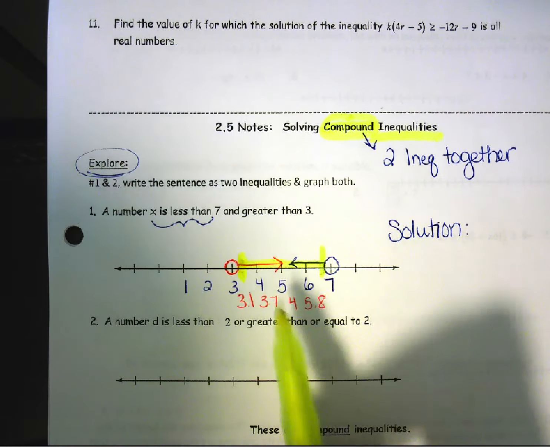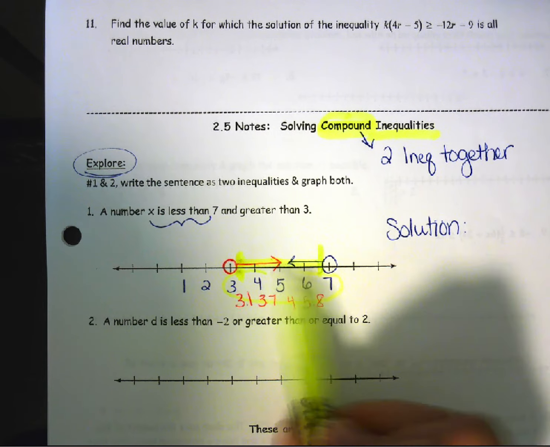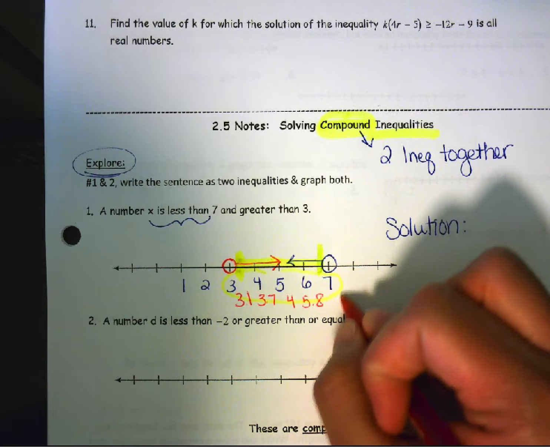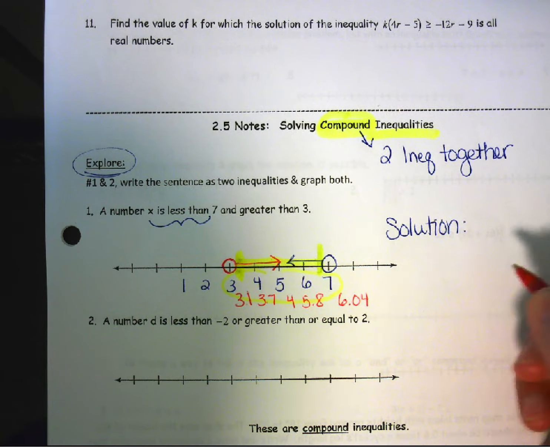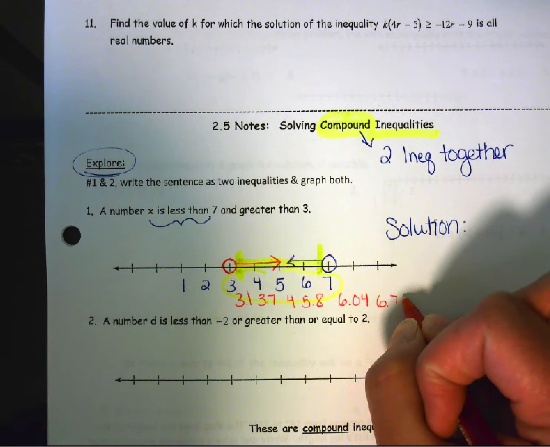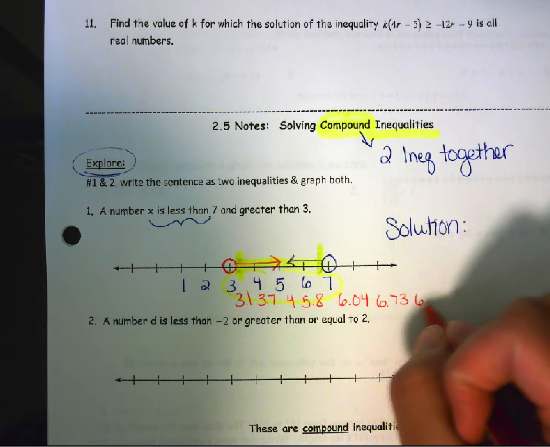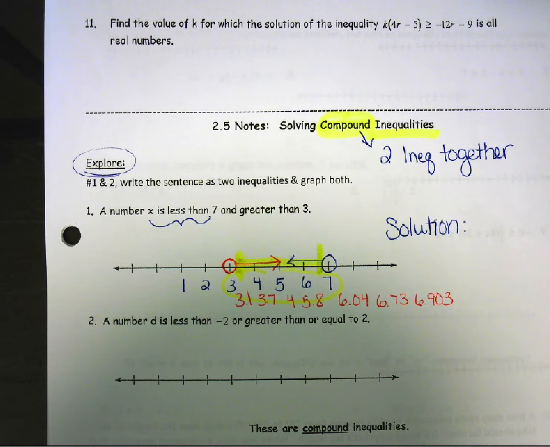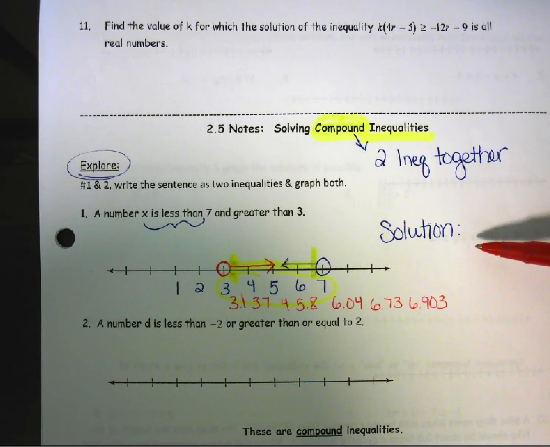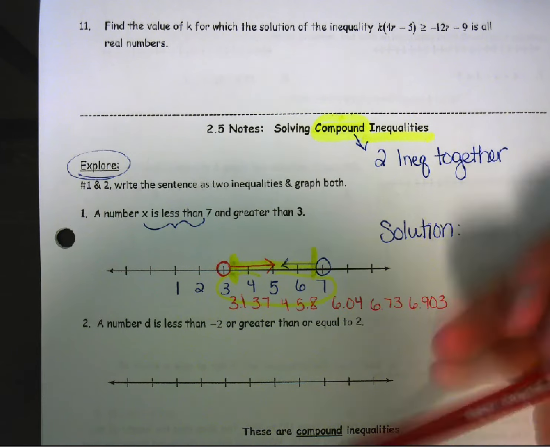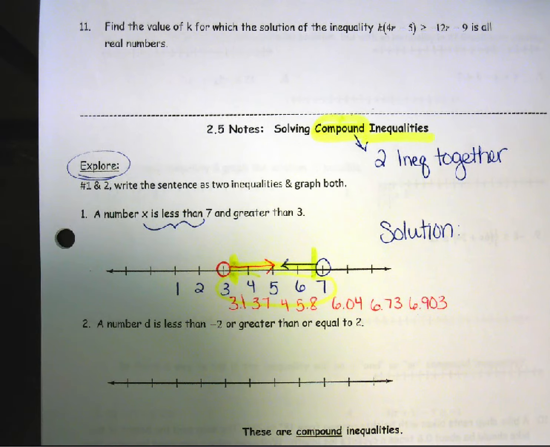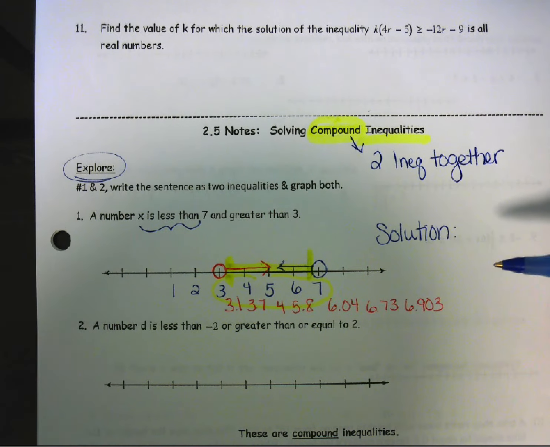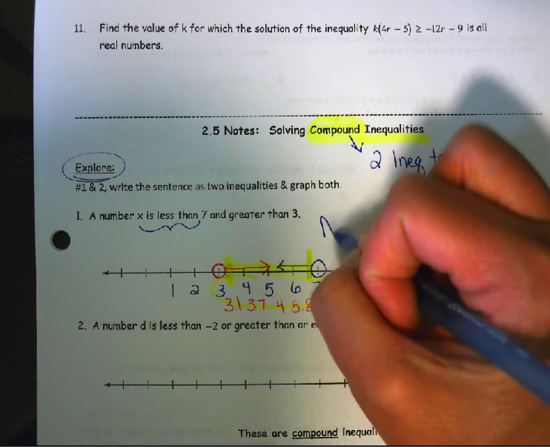Well, if you think about all those numbers, that is a lot of numbers. Think about it. You could go 6.04, 6.73, 6.903. I mean, that's a lot of decimals. So how can you possibly write a solution that covers everything? What we do is we use a compound. And our first compound is what we call an AND.